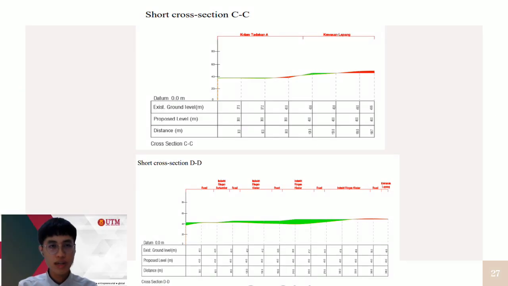So based on the cross-sections plotted, we can say that the proposed level was set strategically since most of the cross-sections have approximately equal areas of cut and fill. We can save the overall project cost by minimizing the difference between total cut and fill volume of the earthwork.